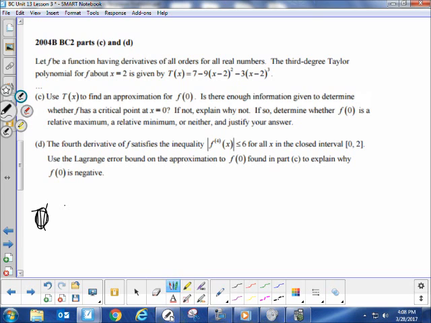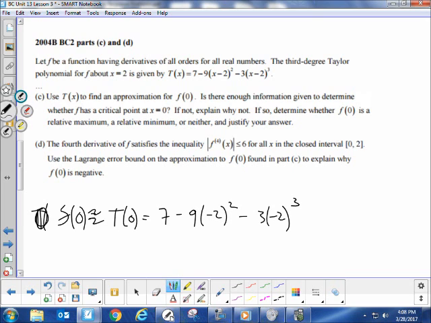The approximation for f of 0 will just be our value of T of 0. Now, this is a third degree Taylor polynomial about x equals 2, so it's not going to be great. It's not close to 2, but whatever. We'll have 7 minus 9 times negative 2 squared minus 3 times negative 2 cubed. Okay, that'd be my approximation.